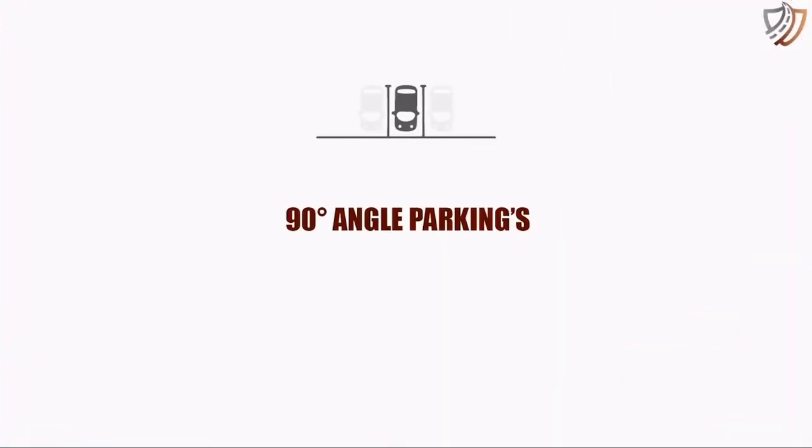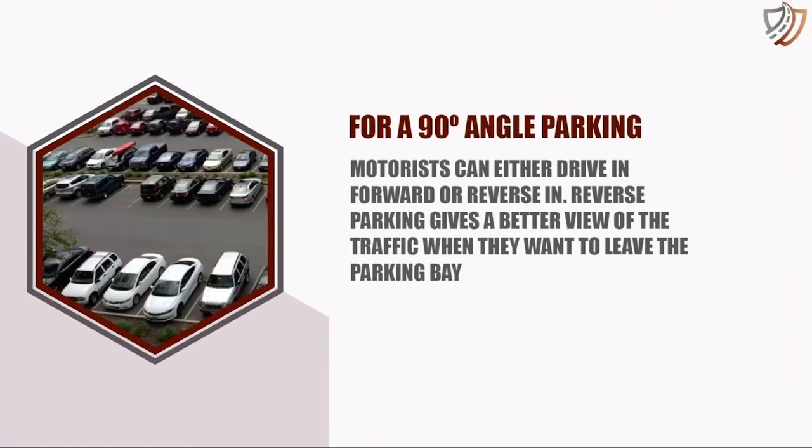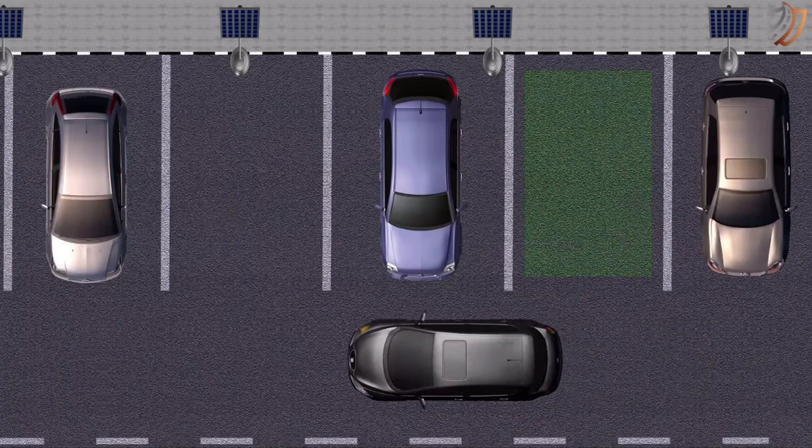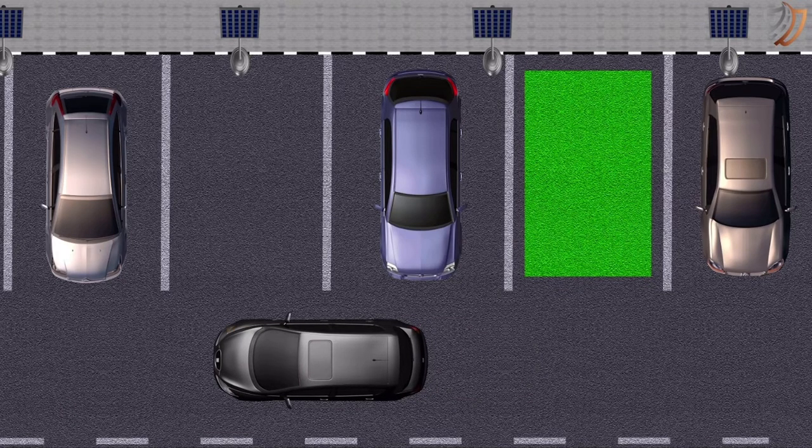90-degree angle parking. For a 90-degree angle parking, motorists can either drive in forward or reverse in. Reverse parking gives a better view of the traffic when they want to leave the parking bay. Steps for completing a 90-degree angle parking are: follow the MSPSL routine and bring the vehicle parallel to the curb, approximately 1 meter from the rear of the parked vehicle.